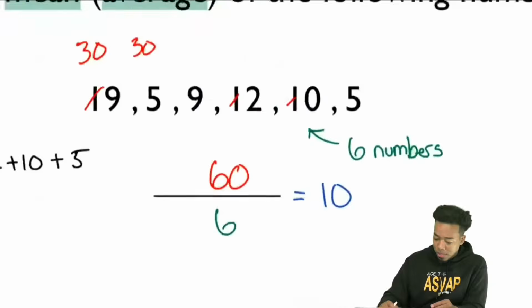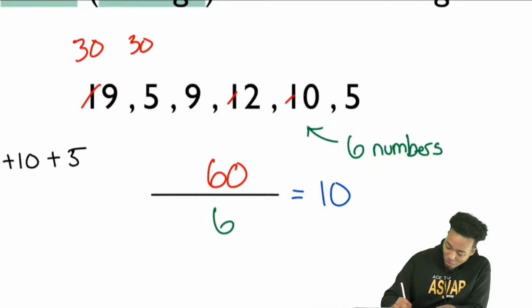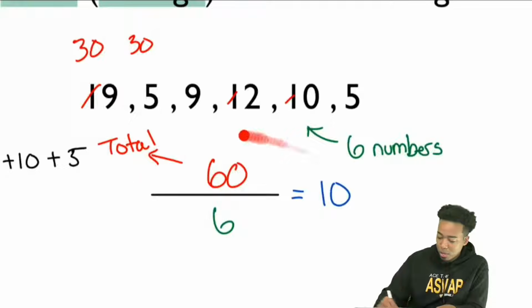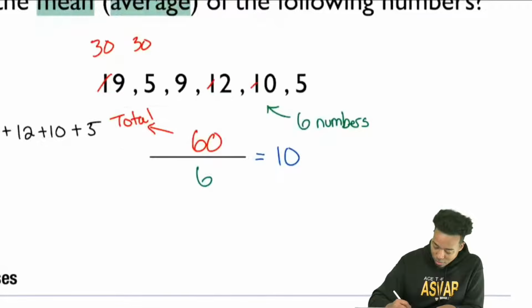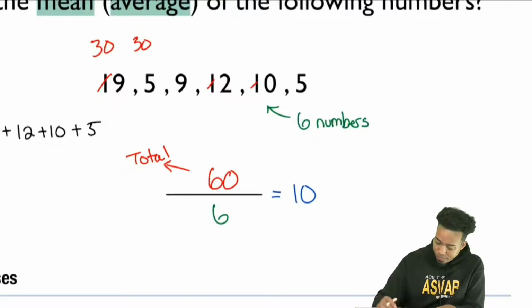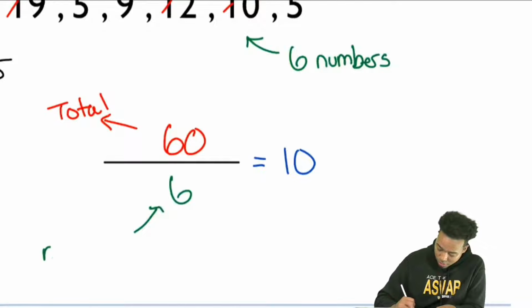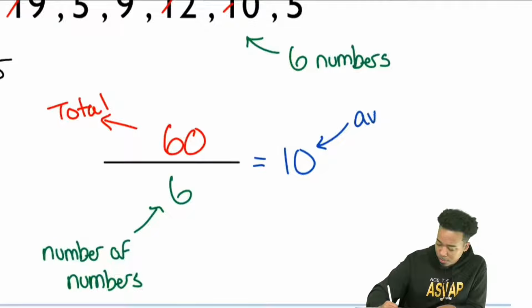Let me go ahead and point this out to you one more time. I'm doing this on purpose. Right here, we have our total. If everybody wants to copy what I'm showing, please do. Let me move this down to give you a better opportunity. There's your total, there's your number of numbers or values, either way you want to say it. And then 10 is going to be the average.